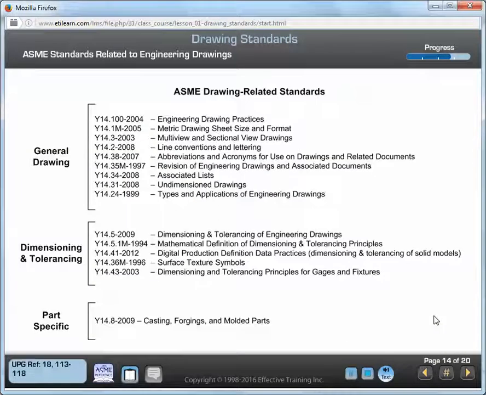If you're creating an engineering drawing, at a minimum, you should specify the ASME Y14.5 2009 standard. However, an engineering drawing will often indicate several additional standards. Take a look at this list of the ASME standards that cover engineering drawings and dimensioning and tolerancing. Do you know which standards are used on your company drawings?